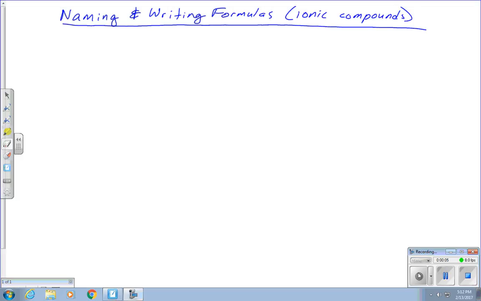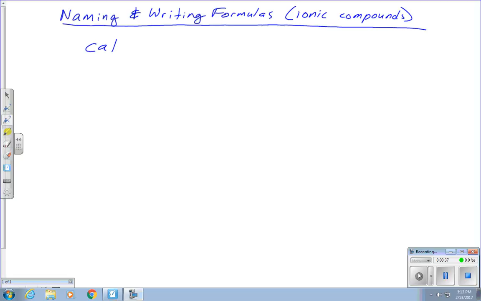So today we're going to be talking about naming ionic compounds from their formulas and writing their formulas from their name. And we've been talking about ions, positive and negative ions, cations, anions. Again, positive ions are pretty much the metals that lose electrons, and then the non-metals become the negative ions because they gain electrons.